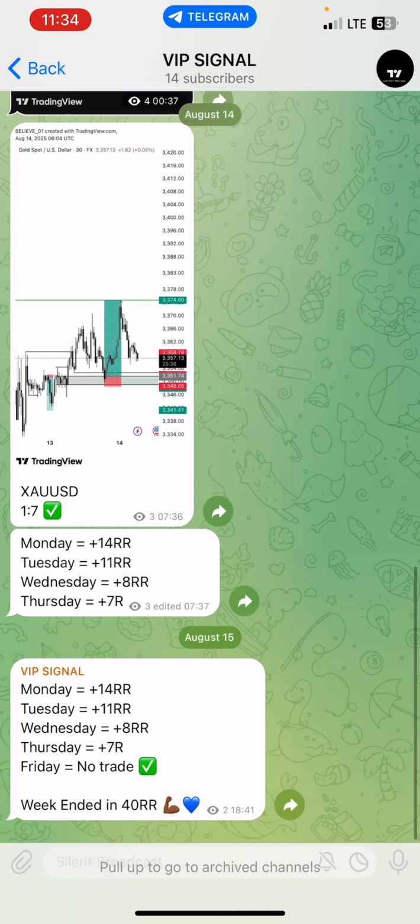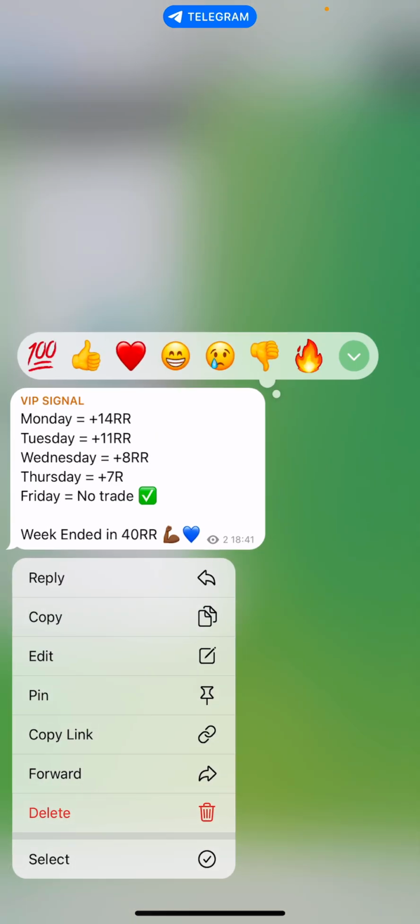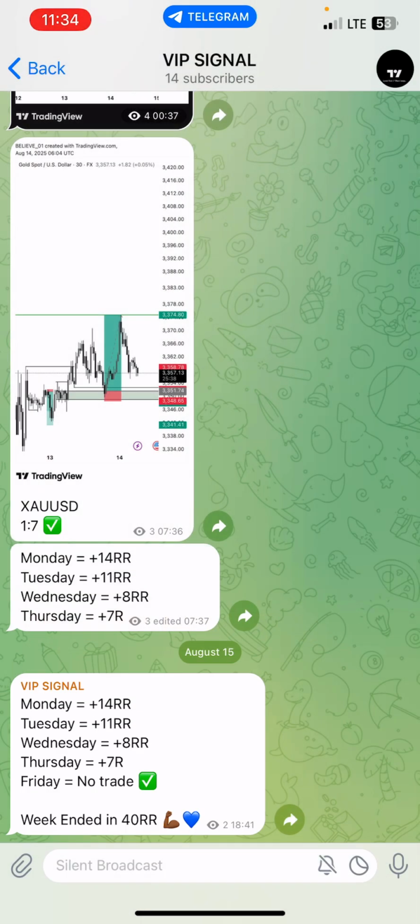Then on Thursday we had 1.7. On Friday, I didn't send any trade here. Although I had a couple of scalps on Friday on gold, I didn't send them at all because I wasn't supposed to. I just told them that on Friday I won't trade. Yeah, but it was a 1 to 40. The week ended in deep profits, and that's how we go about it.